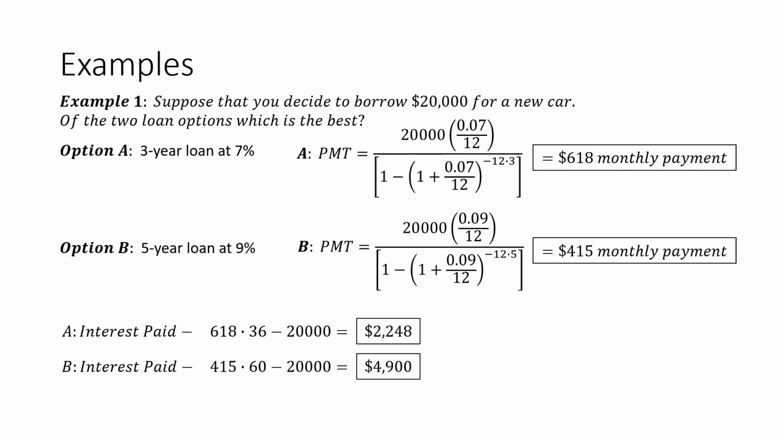Because in this case, each loan has its advantages and disadvantages. Sure, with option B, you're going to be paying your loan longer. That's not great. And you are going to be paying much more in interest, which also doesn't feel great. But the monthly payment's lower. So maybe that's your only option. Maybe that's what you can afford to pay each month.